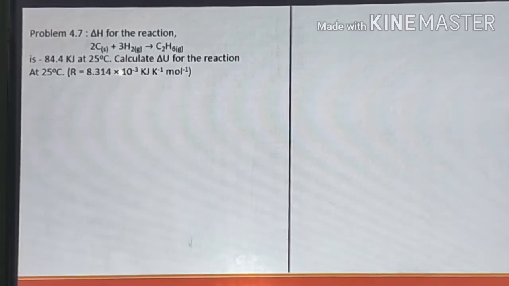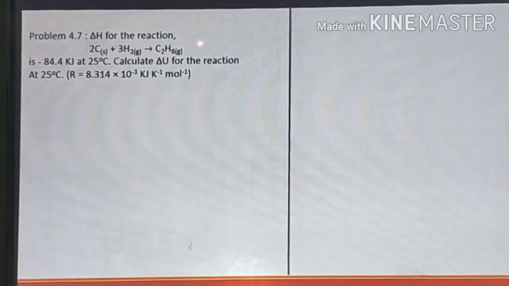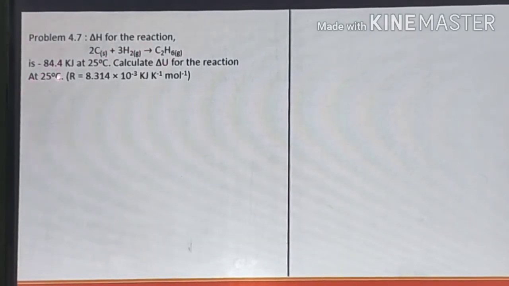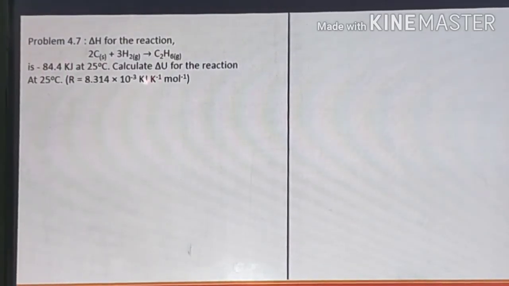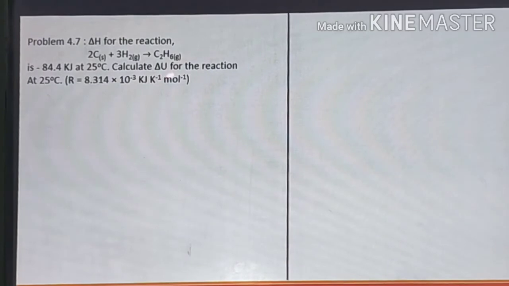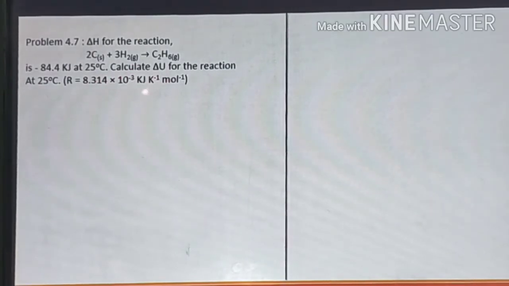See the first problem. Delta H for the reaction 2 C solid plus 3 H2 gas gives C2H6 gas is minus 84.4 kilojoules at 25 degrees Celsius. Calculate delta U for the reaction at 25 degrees Celsius. Given R is equal to 8.314 into 10 raised to minus 3 kilojoules per Kelvin per mole.